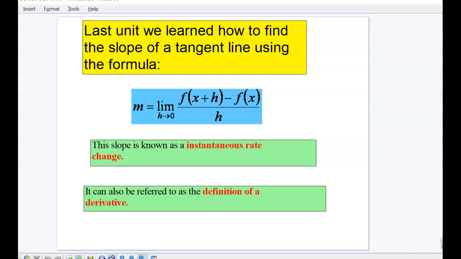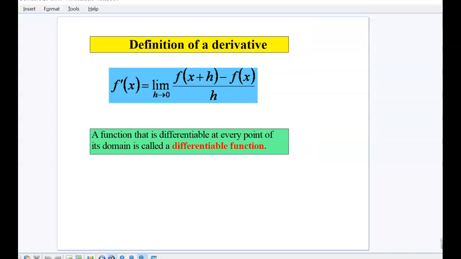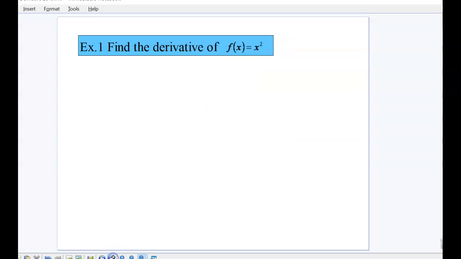This slope is known as the instantaneous rate of change of a function at a particular point. It can also be referred to as the definition of a derivative. So in the definition of a derivative, instead of writing m, we can write f prime. And f prime means derivative, which is equal to that same limit as h approaches 0 of f of x plus h minus f of x all divided by h. A function that is differentiable at every point of its domain is called a differentiable function.